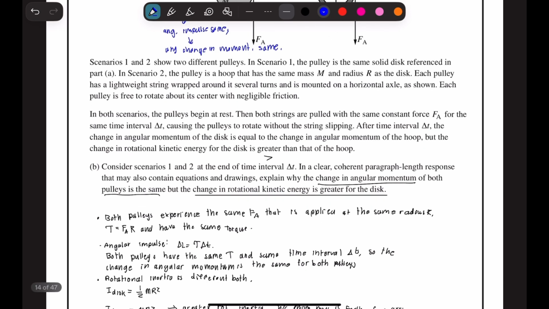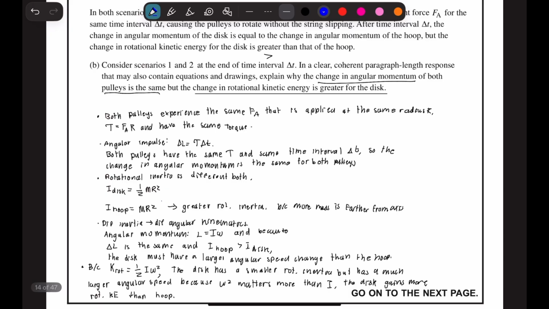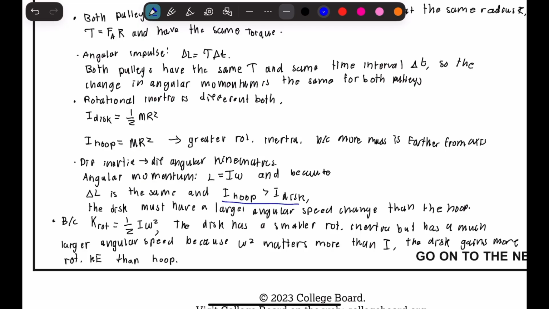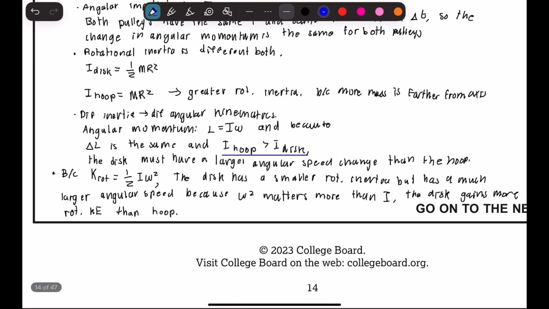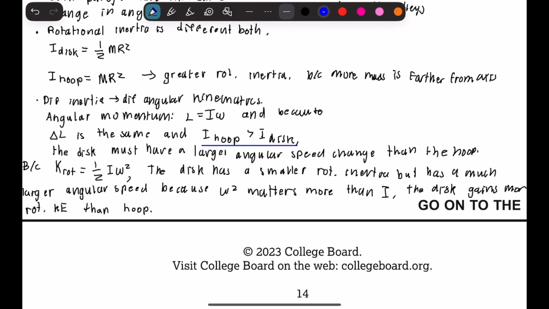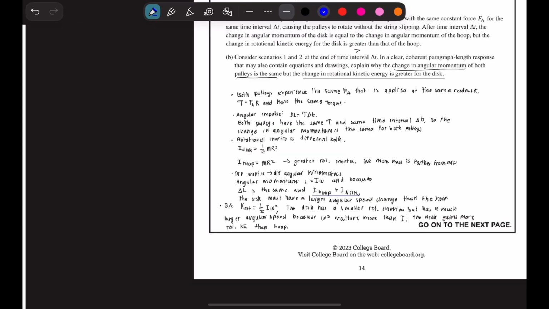But we know that the rotational inertia of the hoop is greater than the rotational inertia of the disk, because more of its mass is distributed farther from the axis of rotation. Since the angular momentum is equal to the rotational inertia times the angular velocity, the disk must have a greater angular speed than the hoop. And because the rotational kinetic energy depends on the square of the angular speed, the increase in rotational kinetic energy for the disk is greater than the hoop.